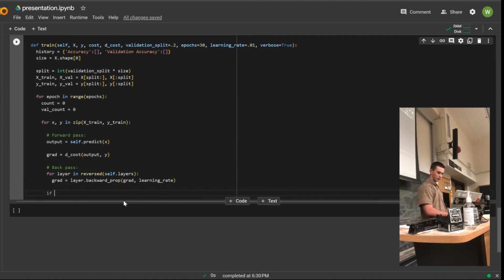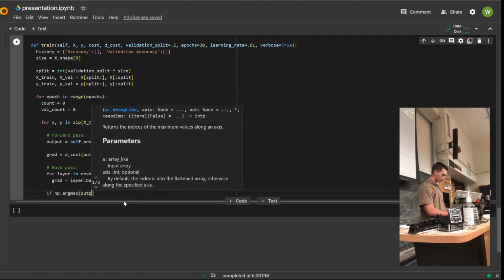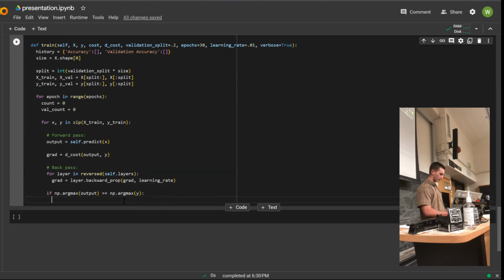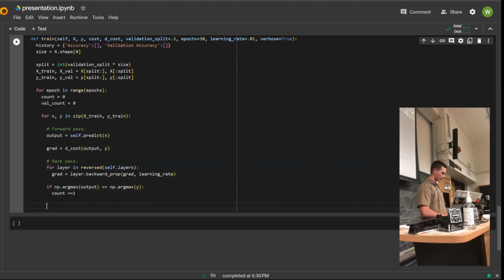Now, in evaluating our accuracy, so this np.argmax just returns the element of the maximum value in our vector. So remember, we had all these probabilities in a vector, and we're just going to predict this as the maximum value in that vector. And we'll increment the count variable. That's going to tell us how many we got right.